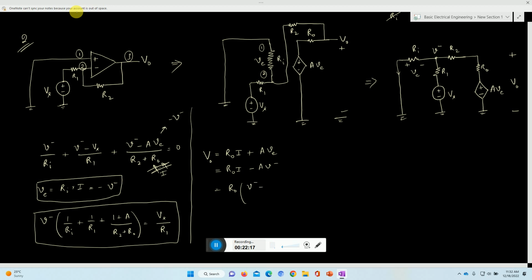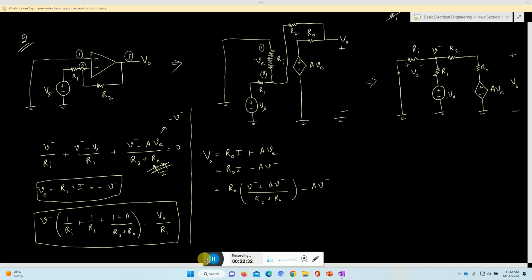V minus plus A V minus by R2 plus R0. This is the value of current. Then we have got minus of A V minus. So we have got it like this, and we can rewrite this by taking V minus common from all. If I take V minus common from all, I am left with R0 plus A times R0 divided by R2 plus R0 minus A.